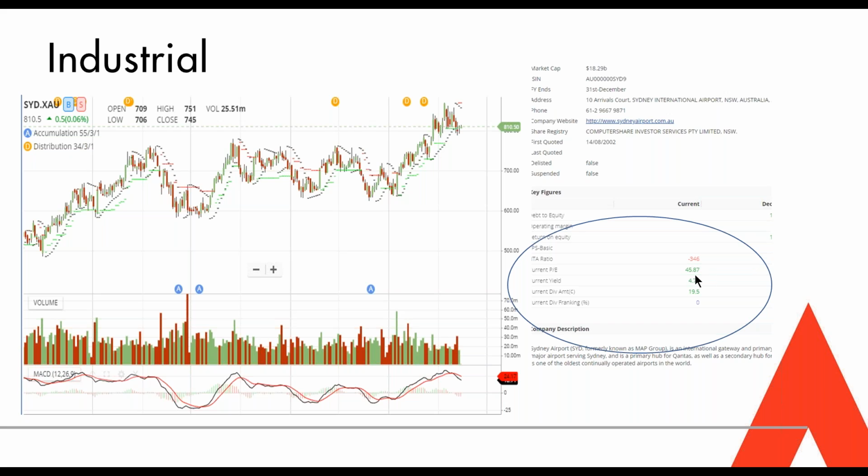We can see here that the current PE is very high, so some would perceive it to be well overbought. I think it has more potential, and so I'm going to make this selection into my portfolio. We've got a current yield of 4.75. It isn't franked because it is a trust. And we've got a dividend amount there of 19.5 cents. So I've chosen for those reasons to put this share into my portfolio as well.